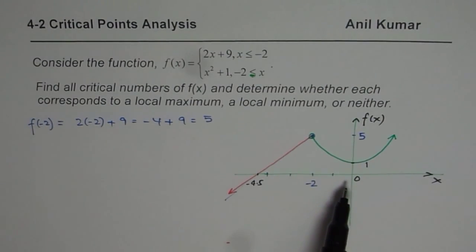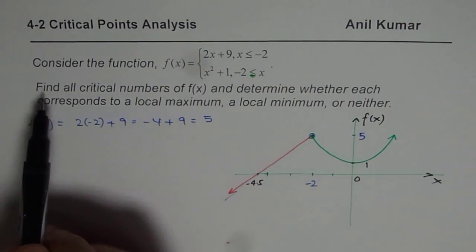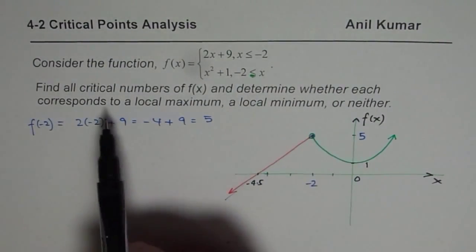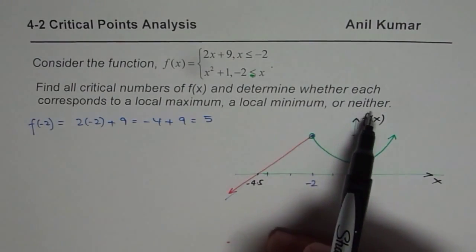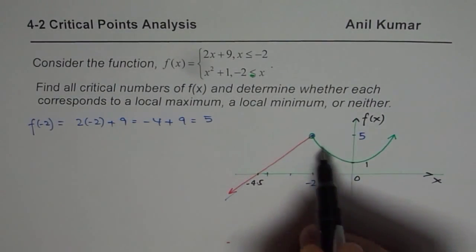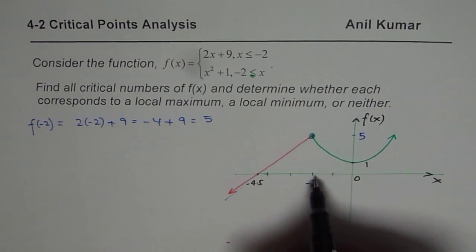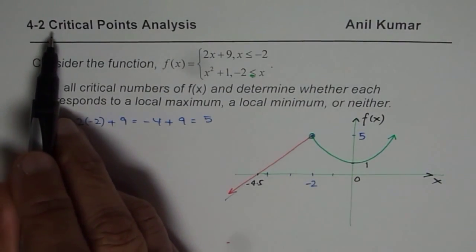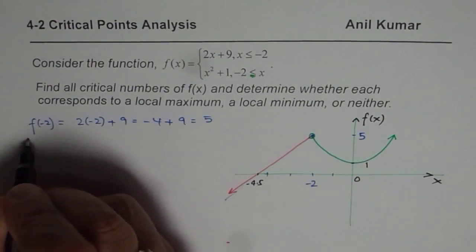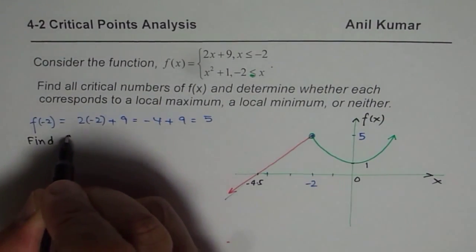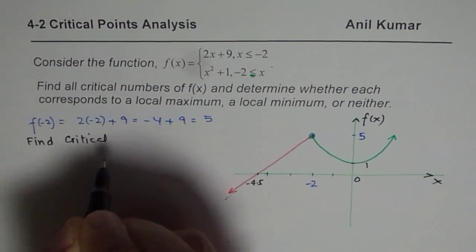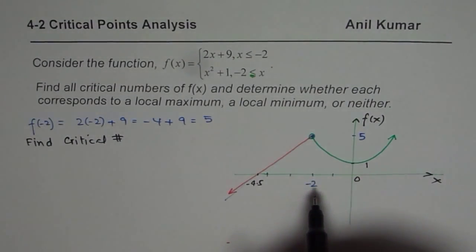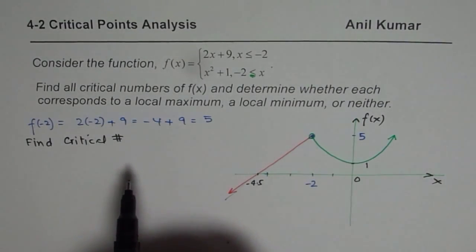Now let's read the question once again. Consider the function, find all critical numbers and determine whether each corresponds to a local maximum, local minimum, or neither. So you have your answer right there: you have a local maximum at minus 2, local minimum at 0. But we will now adopt the strategy which we have learned, that is to find the critical numbers. Once you find the critical numbers, then we will figure out whether each is a local maximum or not.